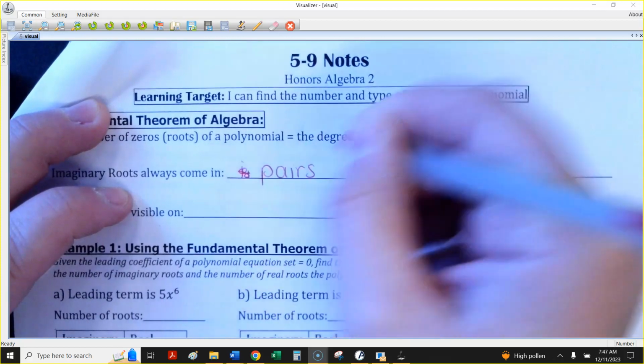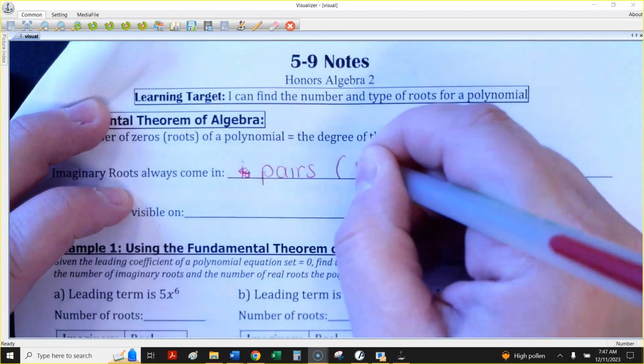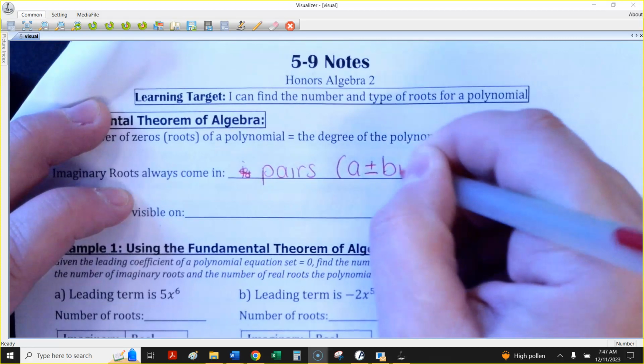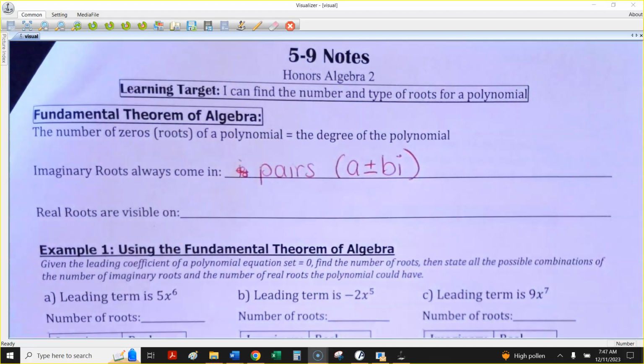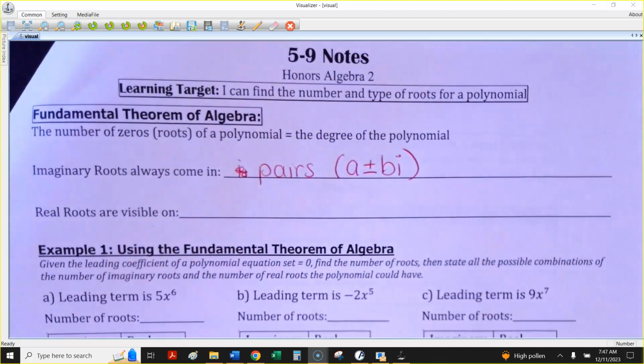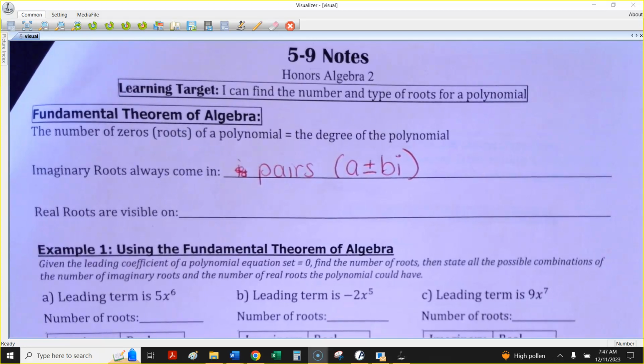If you remember from Friday, if you have an imaginary root, like a plus bi, automatically you get its conjugate. So if you ever have one imaginary root, you automatically have a second one. So they have to come in pairs. They have to come in twos. So like 2, 4, 6, 8. If you have one imaginary root, you have 2. If you have 3, you really have 4. So they have to come in pairs.